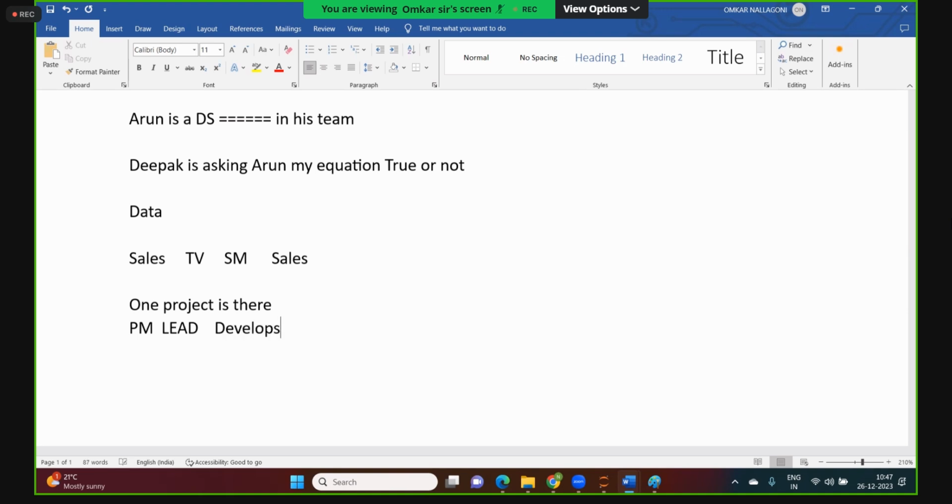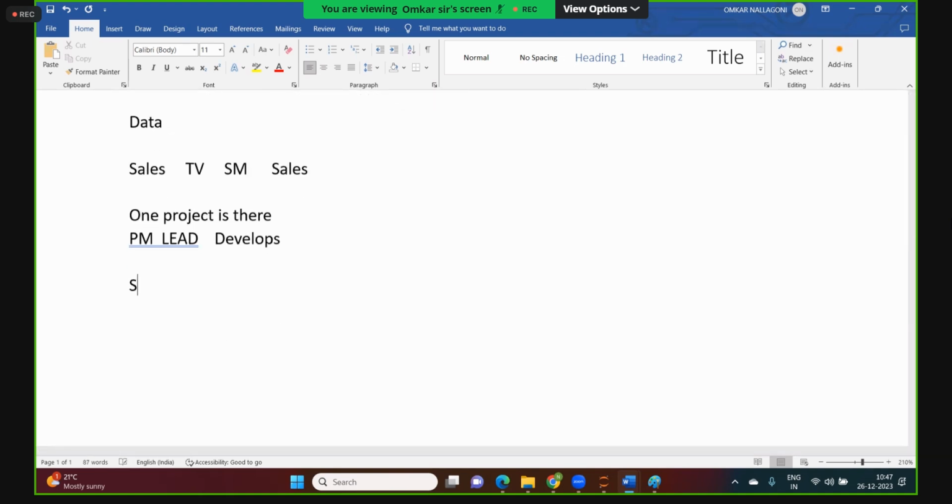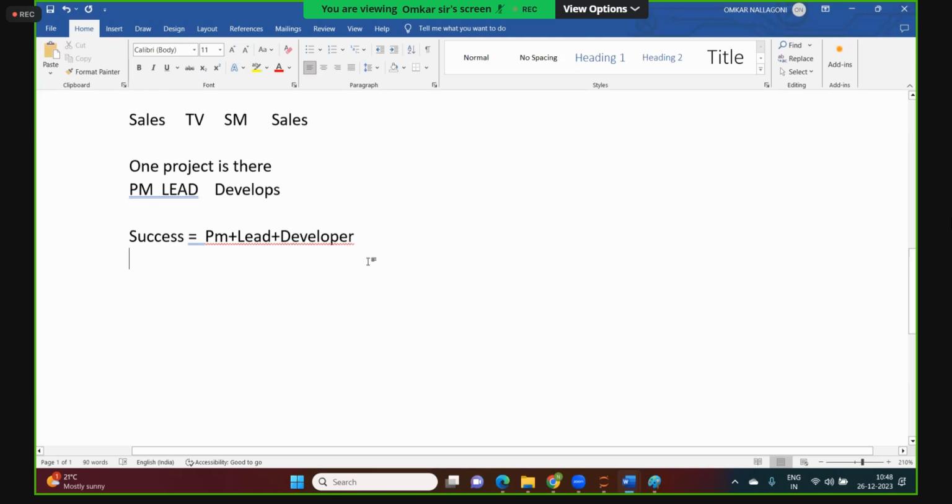Developer will be there. Now, success of project equals project manager plus lead plus developer. All together will work, only then the project will work. Correct? So can I say this equation is true or false? True. This equation is true.